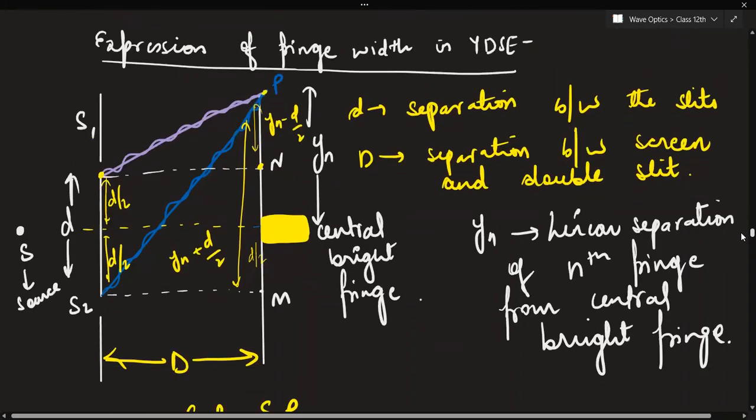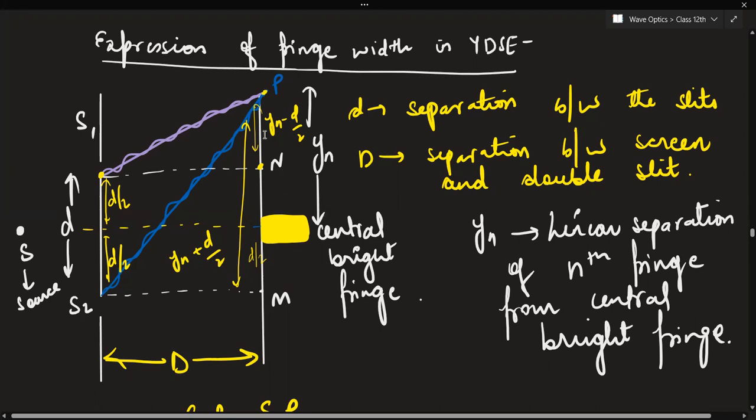See, this is the central bright fringe that I was talking about. These two waves are superimposed on each other, and at this point you're getting some sort of fringe. Fringes will be at all the points wherever these waves are superimposing on each other. So the central fringe that you get is known as the central bright fringe.